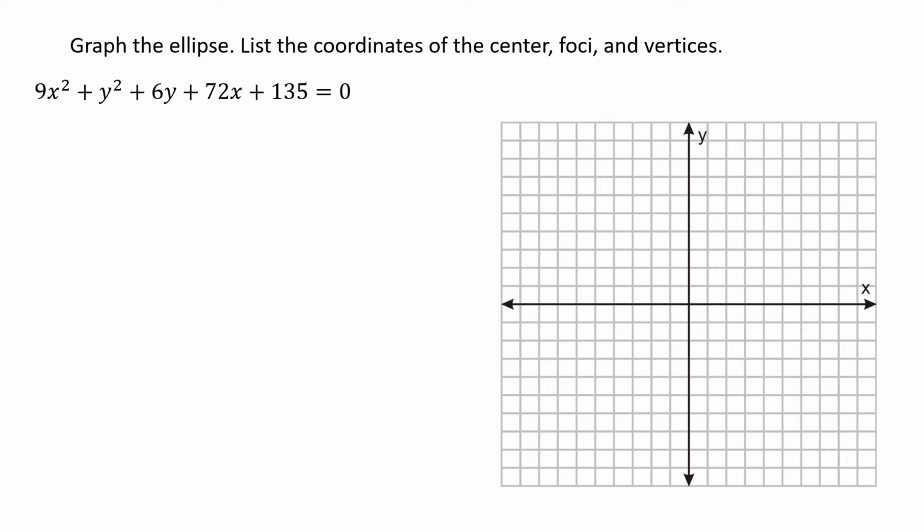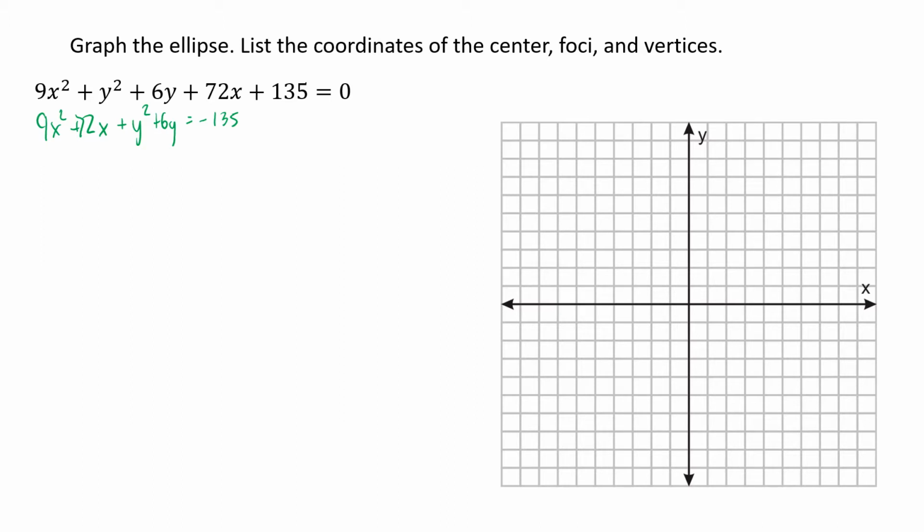So here we have, again, we want to look at the x terms. So we've got 9x squared plus 72x, and then we have the y terms, which is y squared plus 6y, and then the 135, we're just going to move it over and make it negative 135, subtract 135 from both sides, because we're going to have to divide something in later.